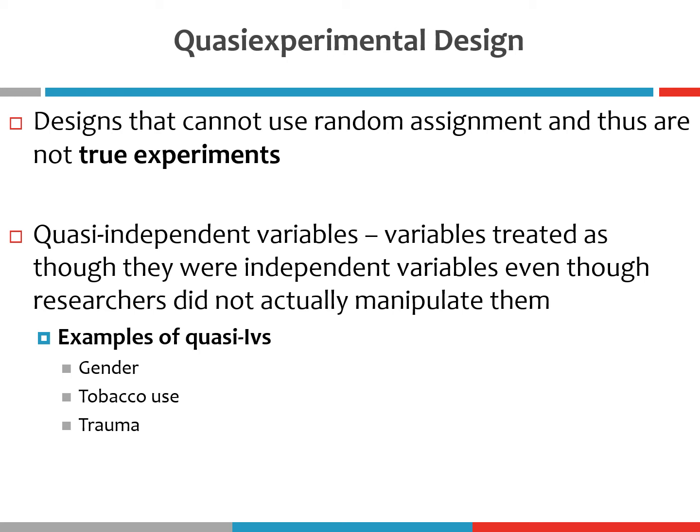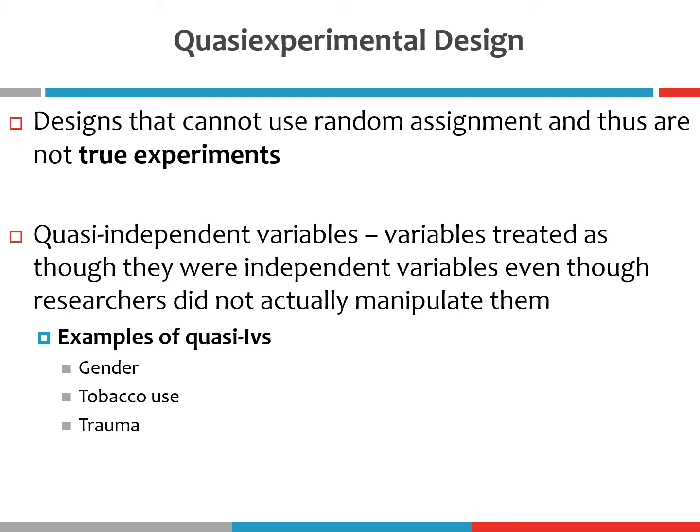So it serves as very similar to an independent variable in that we have a control group and an experimental group, but the main difference is that we are not randomly assigning these folks. Okay.